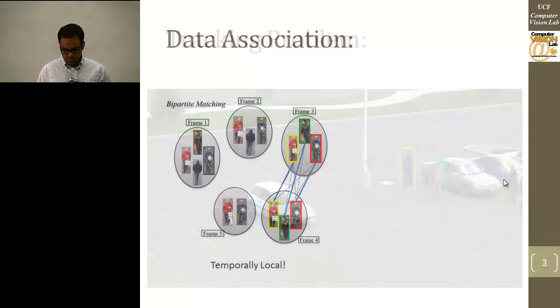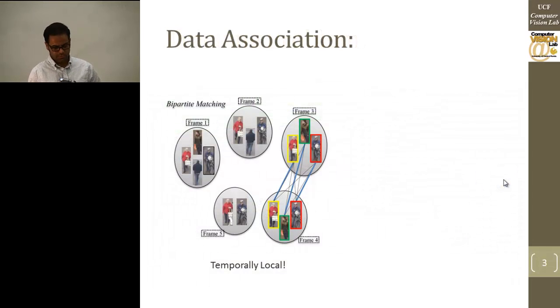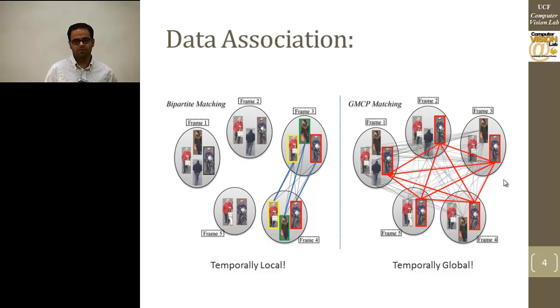in the video. So the traditional approaches to data association, typically bipartite matching, are temporally local, where data association is done between two or a few consecutive frames. In this paper, we are proposing GMCP matching, which is a temporally global approach. It means we are incorporating all the frames over the course of the whole video, but we are focusing on one object at a time.